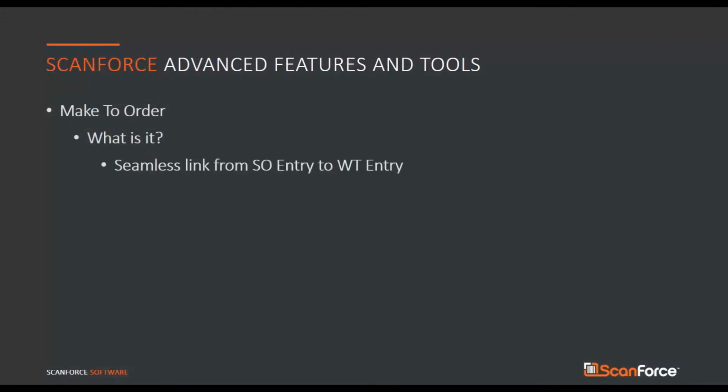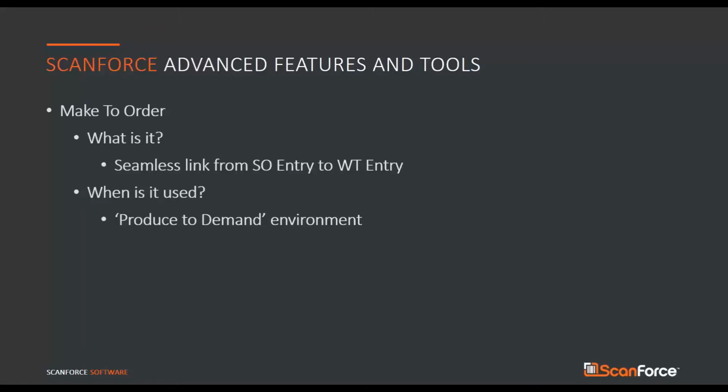Make to order. So what is it? It's really just a link for those of you that do manufacturing or assembly. It's a link from sales order entry in your Sage system to work ticket entry in production management. It's used for companies that tend to do what we have heard referred to as produce to demand. You need to create or assemble these items based on the demand, which is the sales orders.